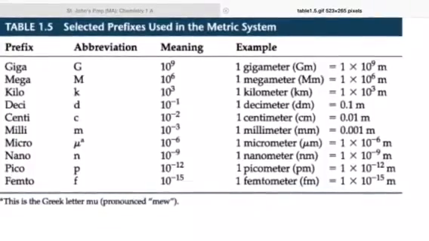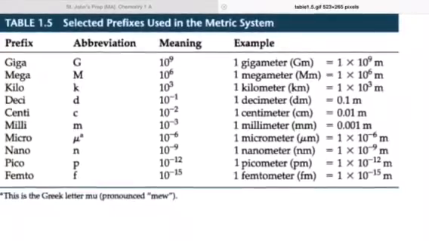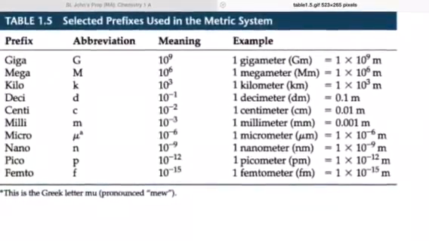A kilometer is a meter to the power of 3. A centimeter is a meter to the power of -2. And a millimeter is a meter to the power of -3.